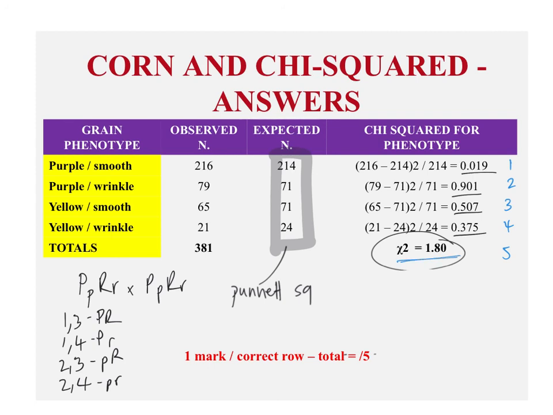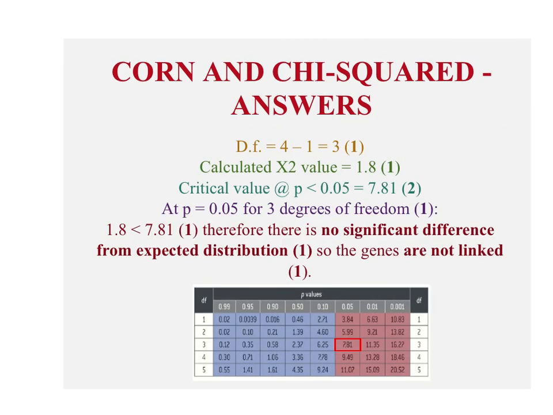So I'm taking forward this 1.8. My degrees of freedom is the next mark. So that's 4 minus 1. Degrees of freedom is 3. Calculated chi-squared value was 1.8. That's what we got. The critical value for 3 degrees of freedom at 0.05 is 7.81, and that 7.81 is bigger than my 1.8. So my chi-squared value is somewhere over here.